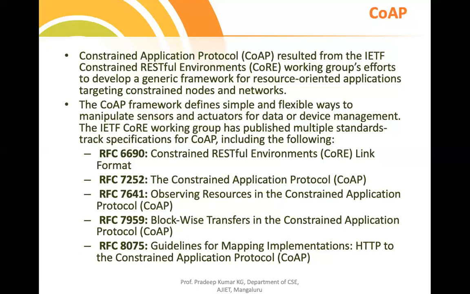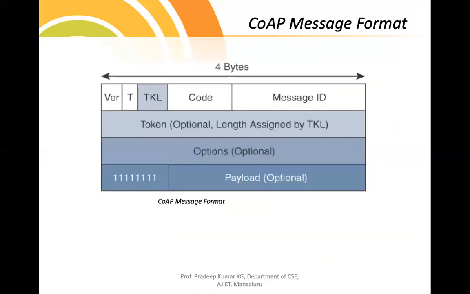We'll see a little more about CoAP. So now, how does that message format look like? So we have a CoAP message format like this. Entire length is 4 bytes. On top we have version, we have TKL, code, message. We'll see each one by one.